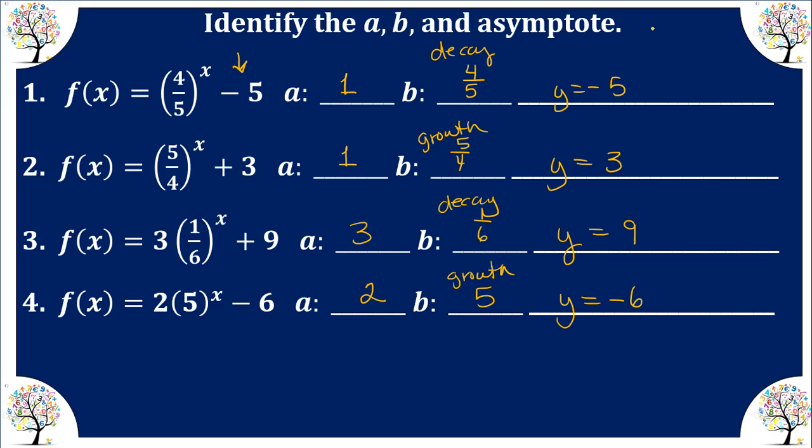Now, when we had the equation in simple form, when A is your y-intercept, notice there's no number added or subtracted, and our asymptote was always y equals 0. So this was really AB to the x plus 0, but we don't put plus 0. But this is why your asymptote is always y equals 0 when you simply have the form AB to the x.